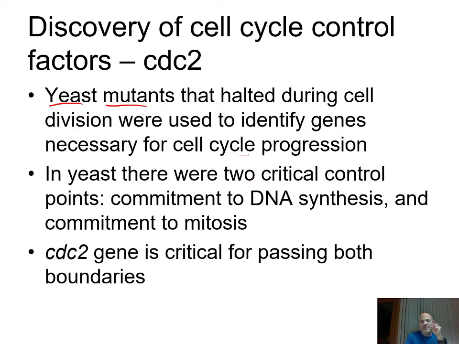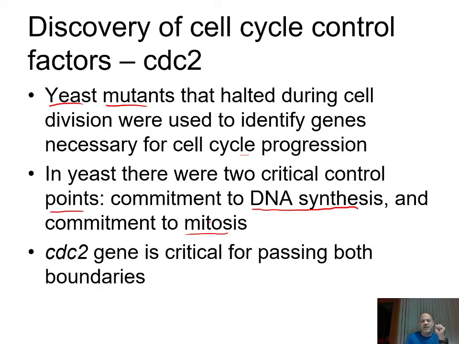And in the yeast, there were going to be two critical control points. And one happened to coincide with what we saw with the cyclins in the sea urchin embryos. One was the synthesis of DNA. Remember, the synthesis occurs at S. So here we're talking about going from G1 to S. And the other one was the commitment to mitosis. So there you're talking about going from G2 to M phase, right?